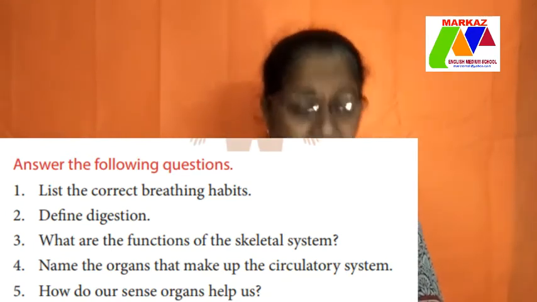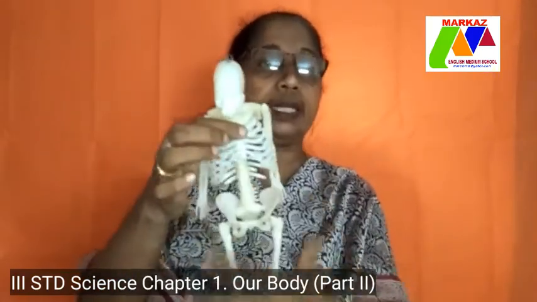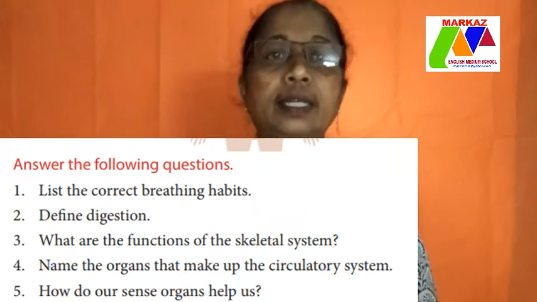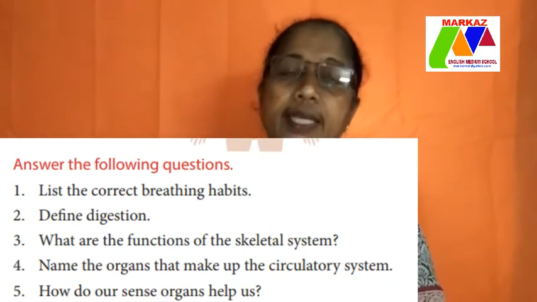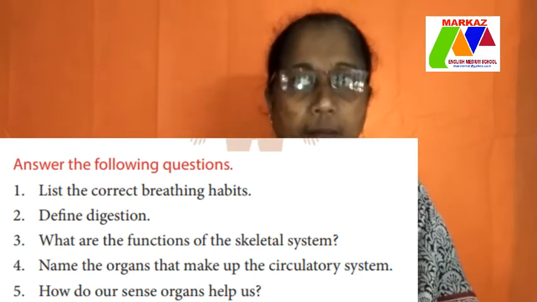Third, what are the functions of the skeletal system? So the function of this is to protect all the internal organs. Here it will protect the brain, here the heart, the lungs, respiratory system, then the kidneys, then here you have the reproductive system that is also protected. So the function of the skeleton is to protect the internal organs and also give shape and support to the body.